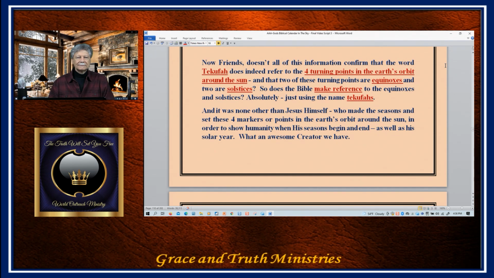Absolutely, just using the name tikvas. And it was none other than Jesus himself, friends, who made the seasons and set these 4 markers or points in the Earth's orbit around the sun. In order to do what? In order to show humanity when his seasons began and end, as well as his solar years. What an awesome creator we have, friends.